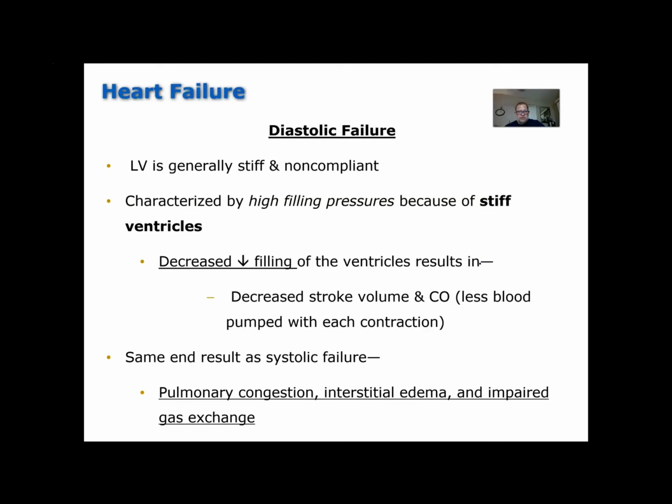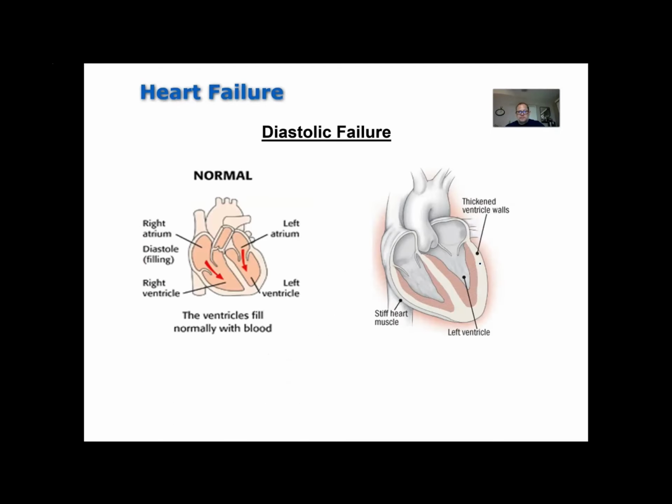So it's the same end as the systolic failure. You're going to have pulmonary congestion, interstitial edema, and impaired gas exchange. Like I said, remember, whether it's a systolic or diastolic concern, if it's affecting the left side, it's going to back up into the lungs and it's going to cause respiratory concerns.